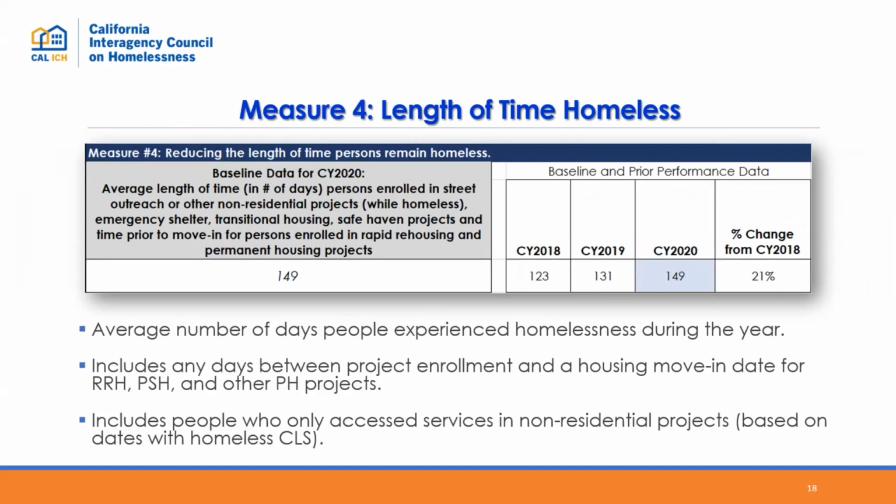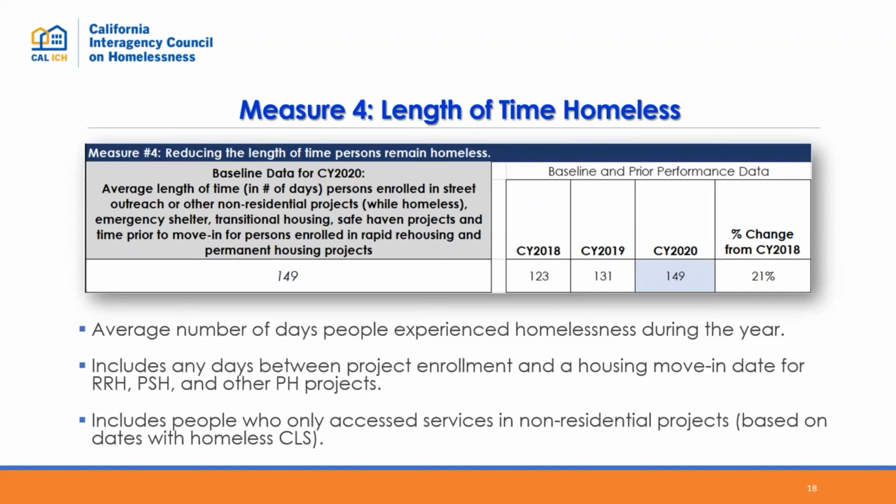Measure 4, length of time homeless. Measure 4 is the average length of time, in number of days, that people experienced homelessness during the year. This includes days enrolled in street outreach or other non-residential projects while experiencing homelessness, days in emergency shelter, transitional housing, or safe haven projects, and days between project enrollment and housing move-in for people enrolled in rapid rehousing and permanent housing projects.